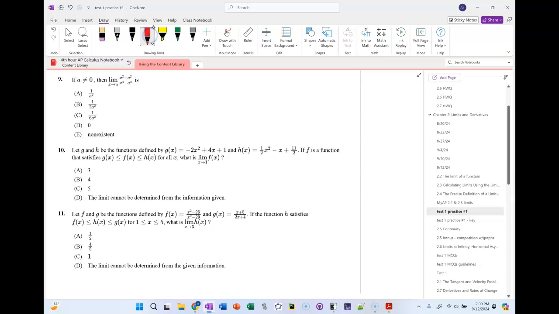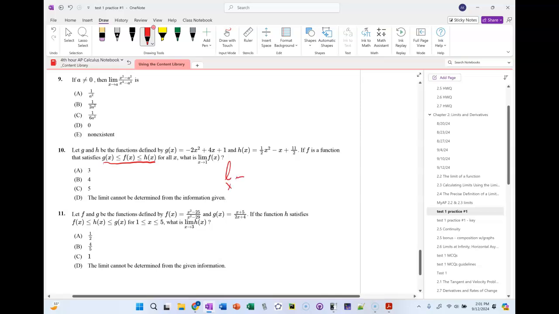So when you see this, what do you think? Squeeze theorem, right? So what I need to check is the limit as x approaches 1 for g of x. What kind of function is g of x? Polynomial. So it's continuous everywhere, so I can just do a direct substitution, right? And same thing for h, right?